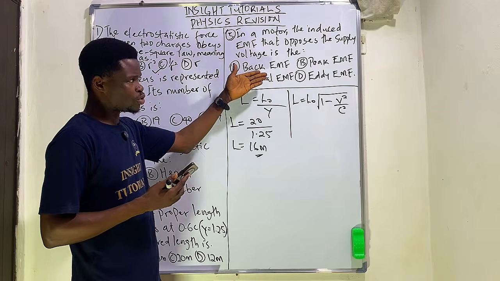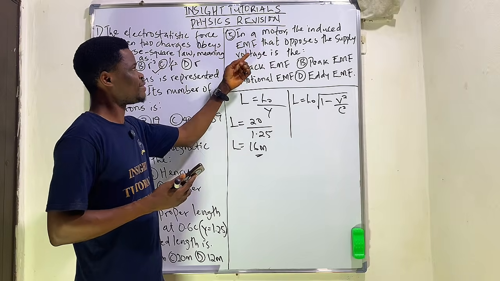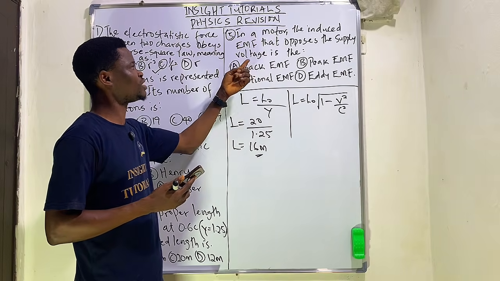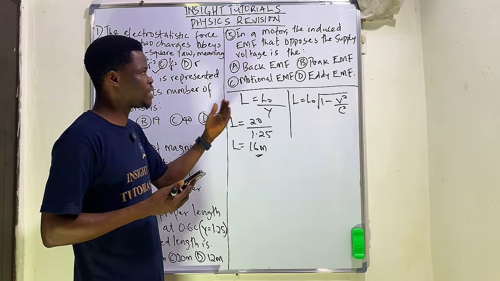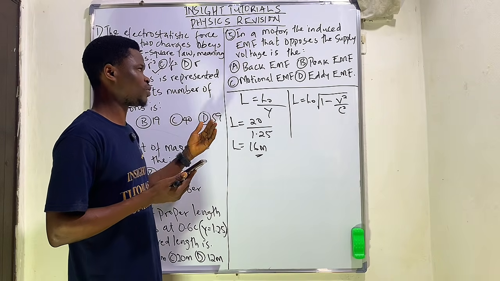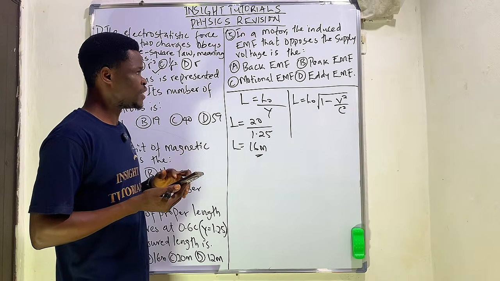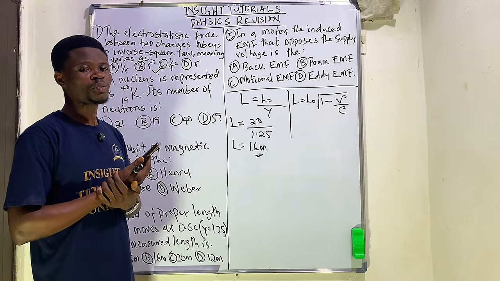In a motor, the induced EMF, that's the electromotive force, that opposes the supply voltage is the dash. A says back electromotive force, B says peak electromotive force, C says motional electromotive force, and D says eddy electromotive force. What do you think is the answer?